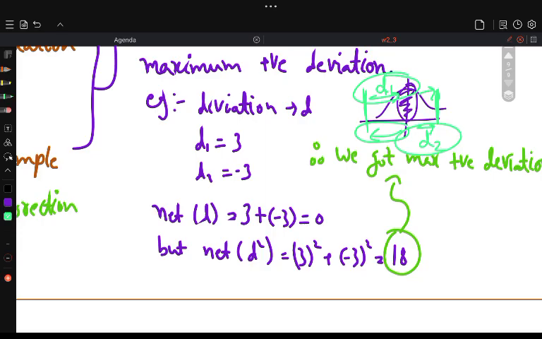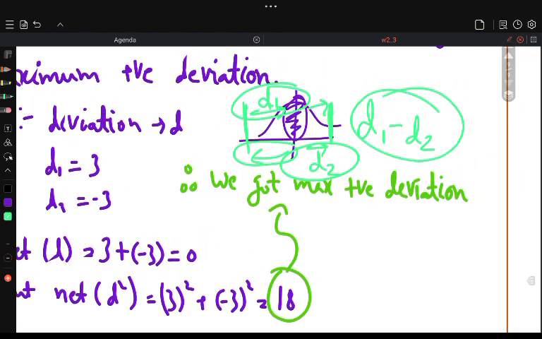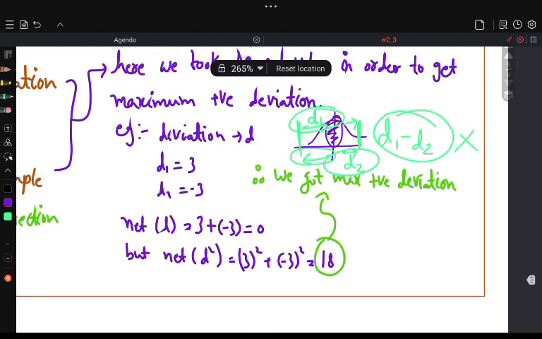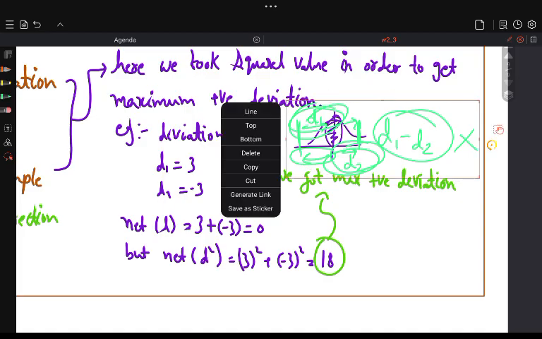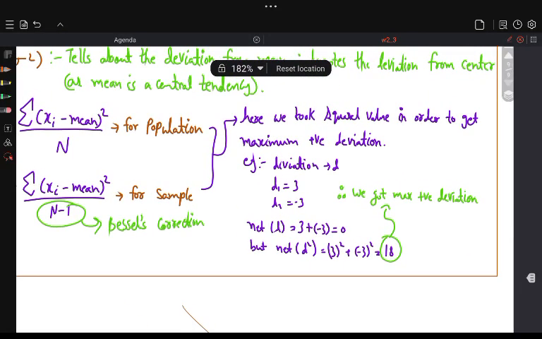But when we add them all, the net deviation will be d1 minus d2, not d1 plus d2, as there will be a negative sign due to d1. This gives us a false assumption that the deviation is lower, but we should add the deviations, not subtract them. So to solve this problem, we squared each term, so it gives only a positive value. So 3 square plus 3 square is 18, so we got the maximum deviation possible.